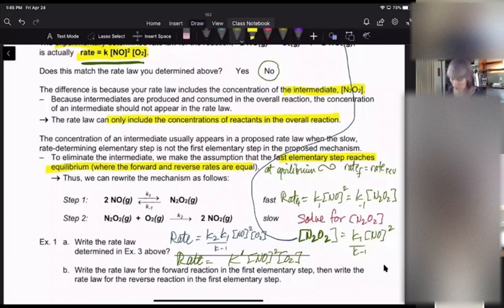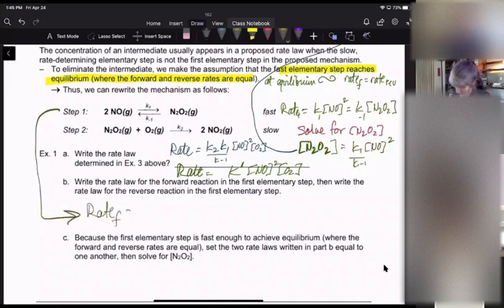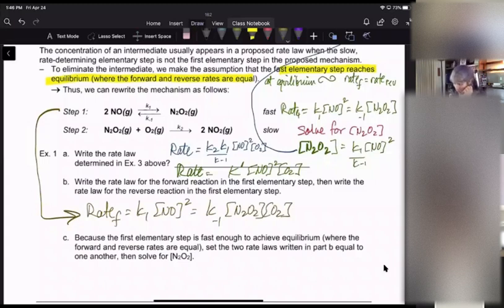I think I just did all the work that was supposed to be below. Okay, so writing the rate law for the forward reaction in the elementary step, we had that. And write the rate law for the reverse rate. So that's this one. Yeah, I just wrote it up by the equation.